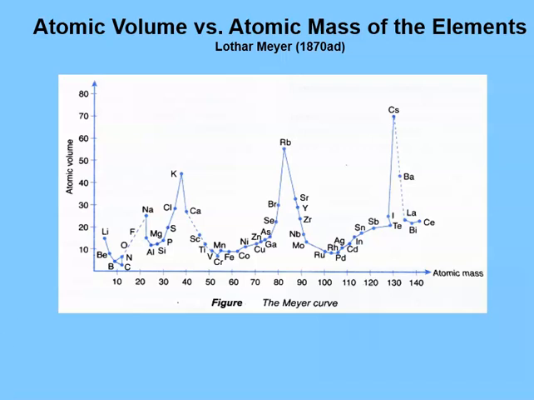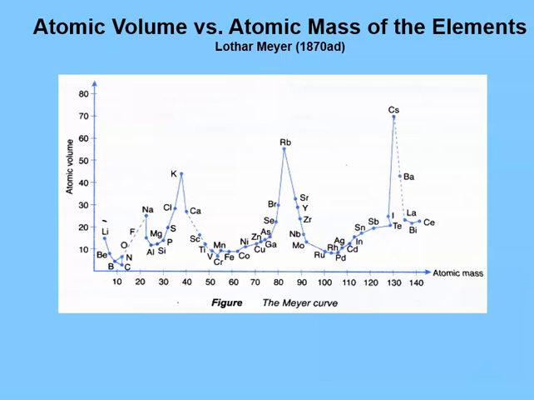In 1870, Lothar Meyer made a graph. He listed the elements in order of increasing atomic mass. So he started with lithium, which has the lowest atomic mass, then beryllium, boron, carbon, nitrogen, oxygen, fluorine, and sodium. So he listed them in order of increasing atomic mass. Scientists would expect the atomic volume to increase steadily, but then he saw this interesting pattern. It didn't quite work that way.